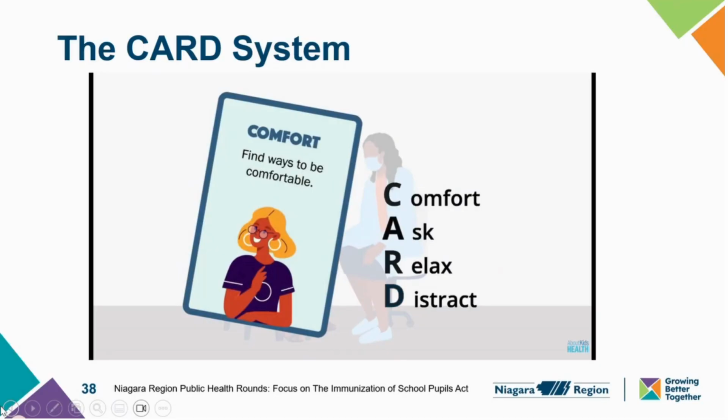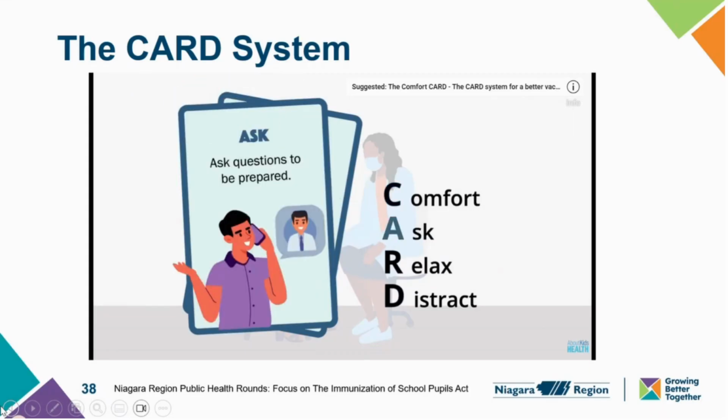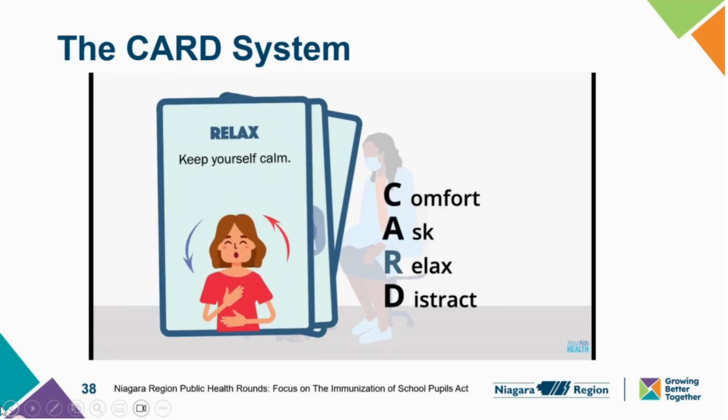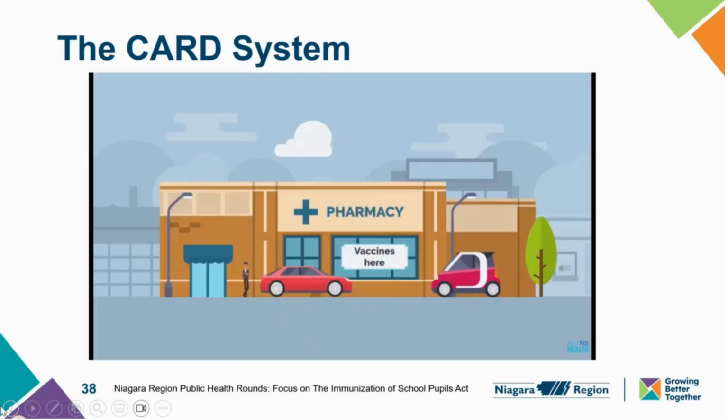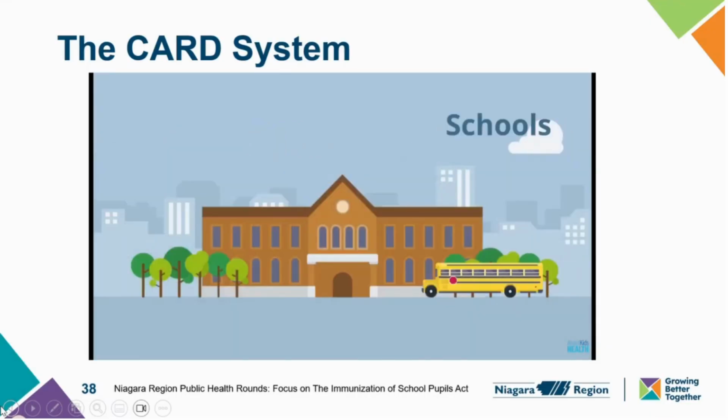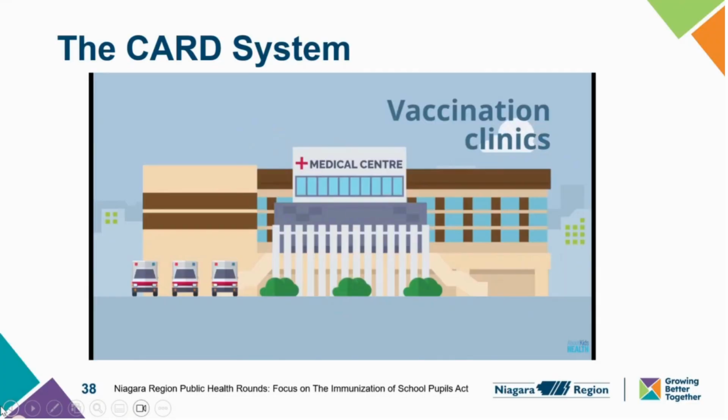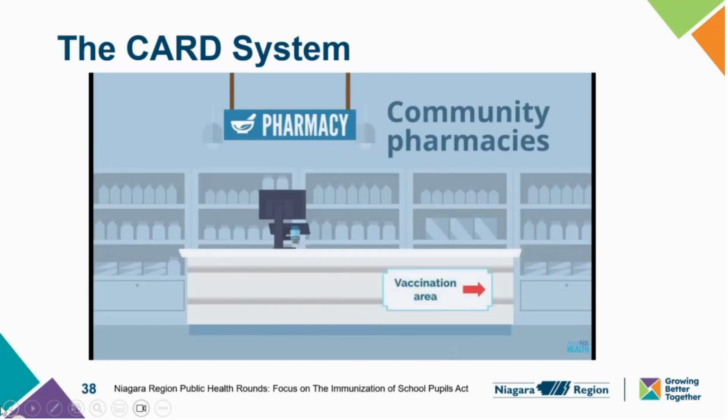Comfort strategies include ways of making clinics welcoming so people feel at ease. The Ask strategy invites people to ask questions about the issues that concern them. Relax strategies help people stay calm. And distract strategies take people's attention away from what's happening. CARD is effective across vaccination settings, including vaccinations delivered in schools, vaccination clinics, and community pharmacies.